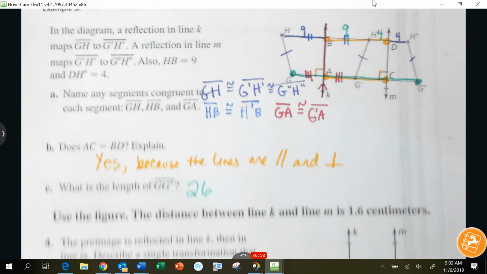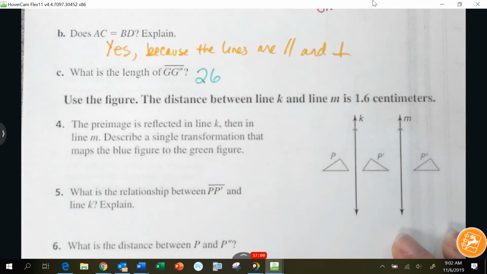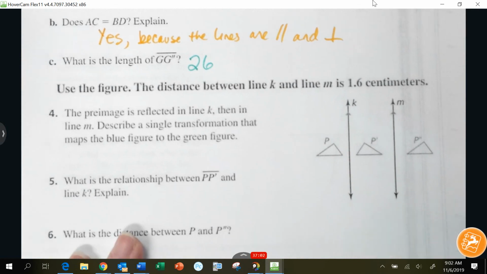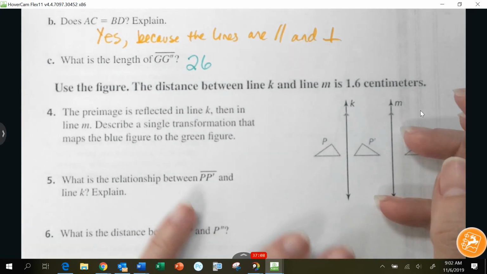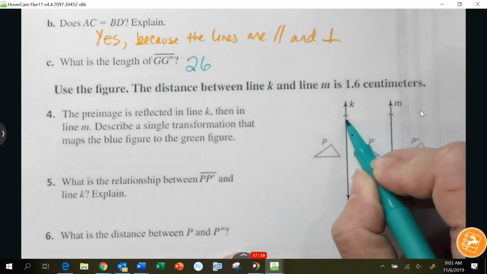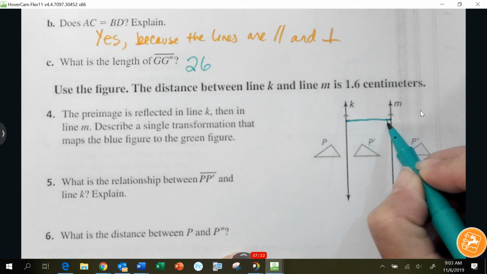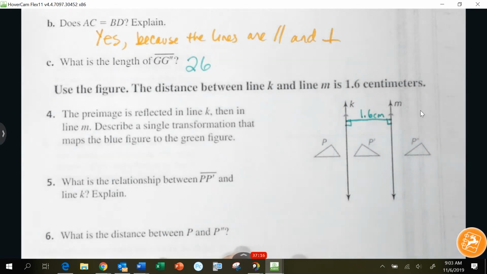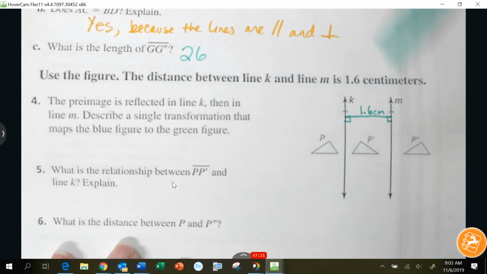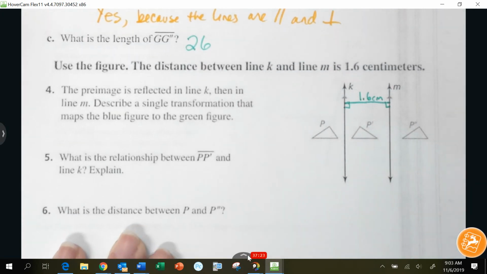All right, there is a Try. Use the figure. The distance between line K and line M is 1.6 centimeters. Line K and line M, the distance between those is 1.6 centimeters. I want you guys to try. Let's see what kind of answers we can come up with.